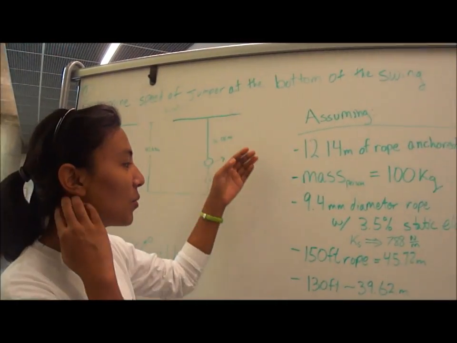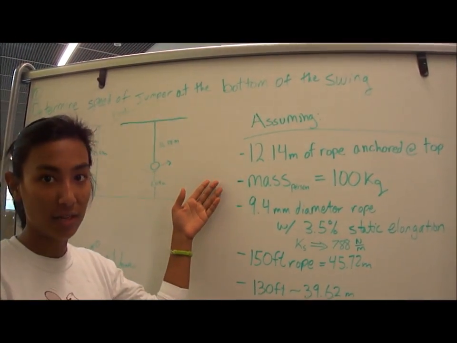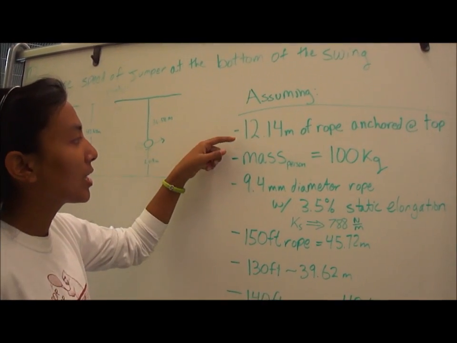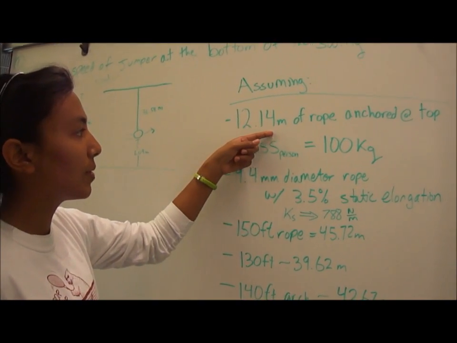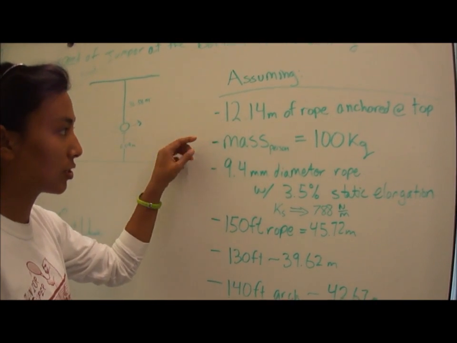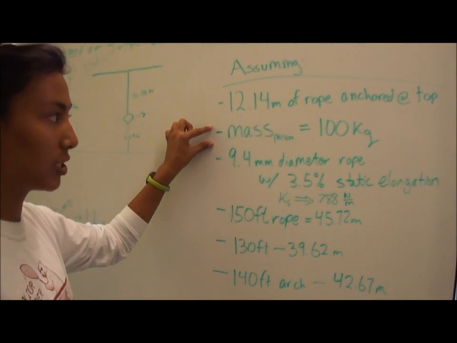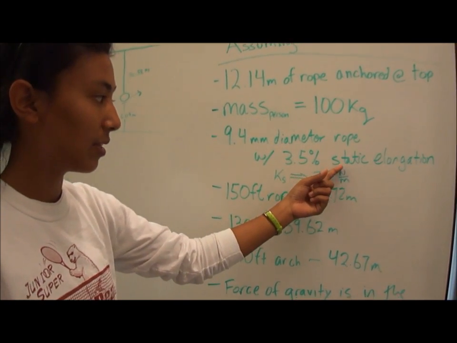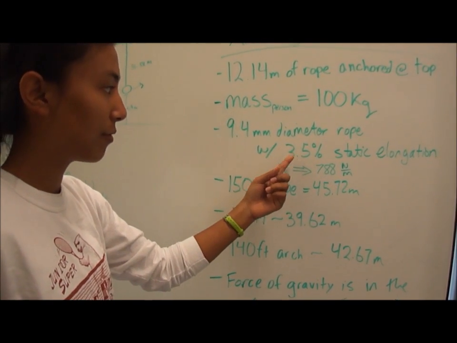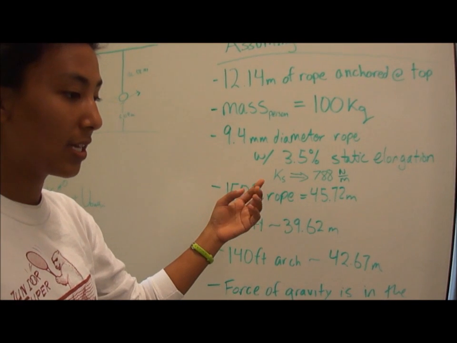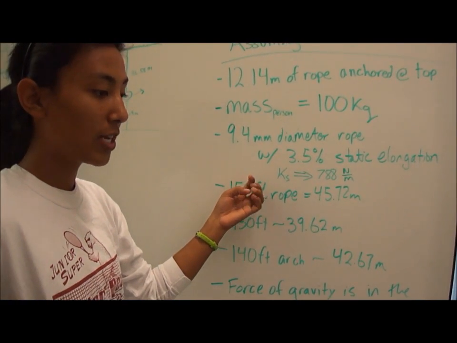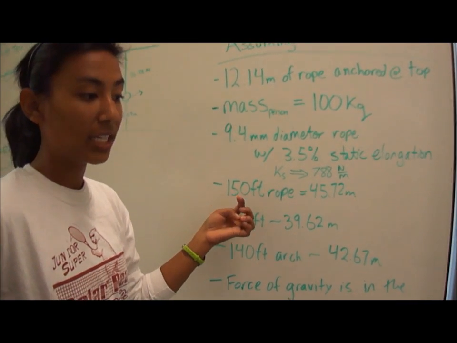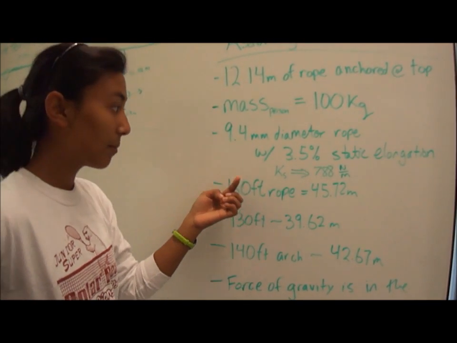Hey guys, as you know, I'm trying to solve the physics of the huge rope swing in Moab, Utah. I approximated that 12.14 meters of the rope is anchored to the top of the structure. The mass of the person is 100 kilograms. The static elongation of the rope that they used, I'm saying, is 3.5%, which means that the rope stretched 3.5% of its original length when an 80 kilogram weight is hung from it.